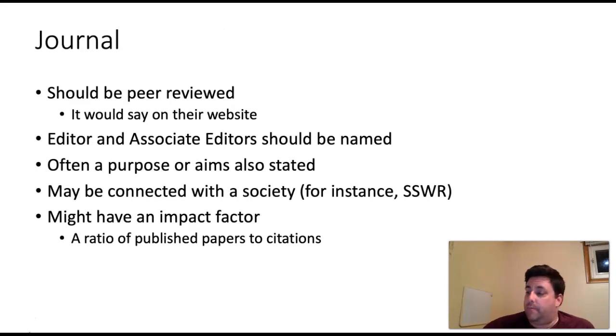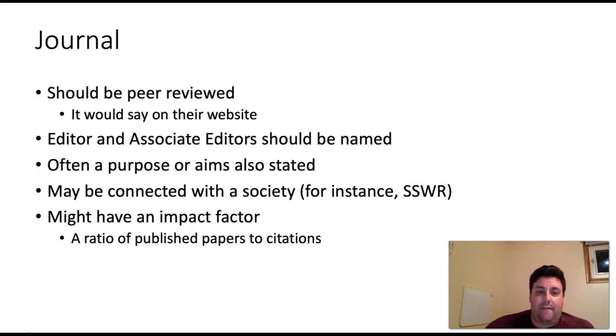Another way to evaluate the quality of a research study is by looking at the journal itself. The name of the journal will be mentioned on the article. You can go to the journal's website and check whether or not they are peer-reviewed. It'll say it on their website. Usually there's a chief editor, an executive editor, that kind of thing. That person should be named, and the associate editors are usually named.